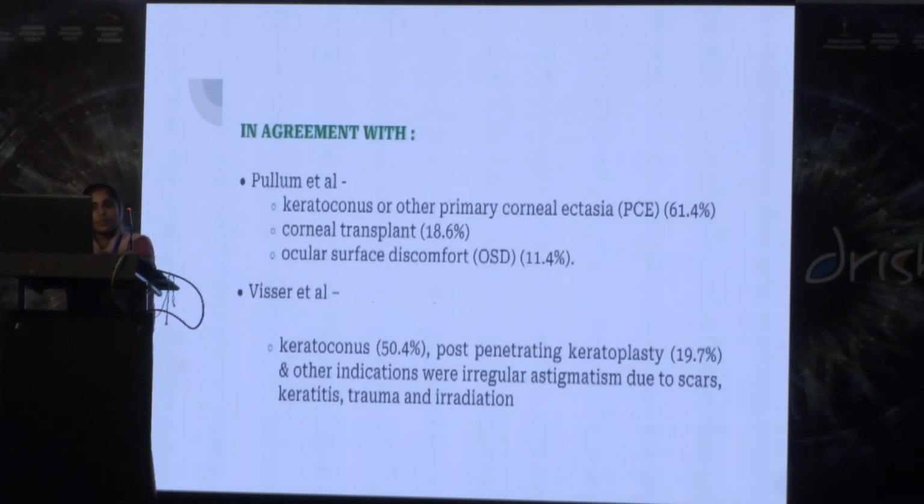This was found in agreement with the study by Pulam et al., which showed the major indication for scleral contact lens was keratoconus or other primary corneal ectasias, followed by corneal transplant in 18.6%, followed by ocular surface discomfort in 11.4% of the patients. Also, the Weiser et al. study showed that the major indication for scleral contact lens use was keratoconus, followed by post-penetrating keratoplasty, and other indications were irregular astigmatism due to scars, keratitis, trauma and irradiation.